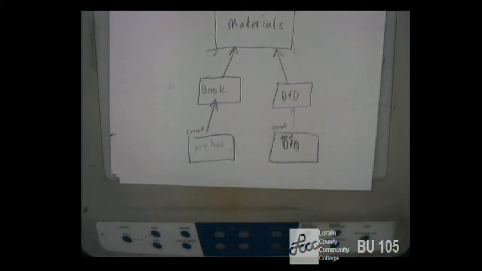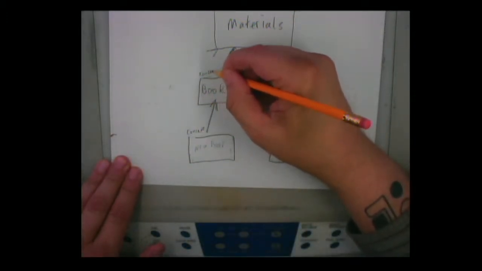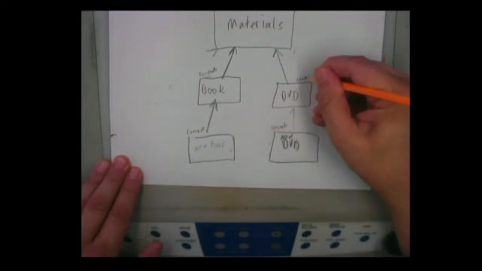The question I would ask is, look at it from a real world perspective. Can I check out just a plain old regular book that's not a new book? Absolutely. So therefore, there are plain old regular books that exist in the real world that are tangible. They're not new books. They're just regular books. So it is a real thing, and I don't need to say anything more about it. It's a book that I'm checking out. Now, there's special kinds of books, all right? And therefore, I would make this concrete, and likewise, a DVD I'd make concrete.